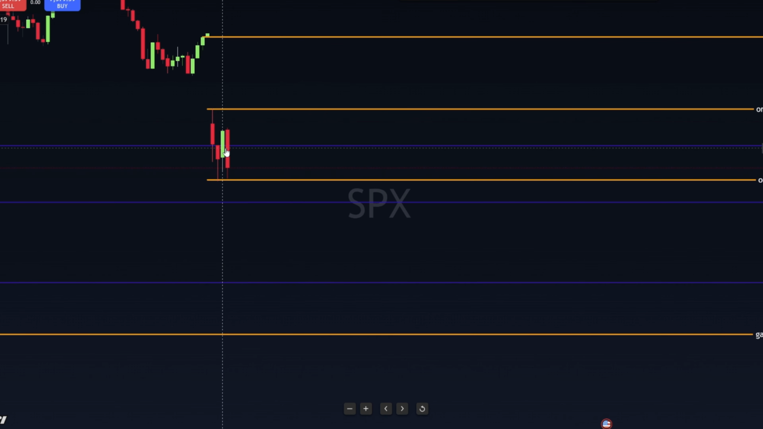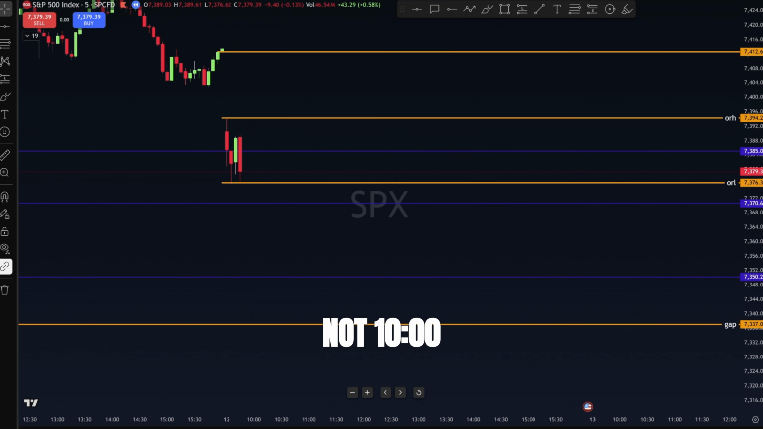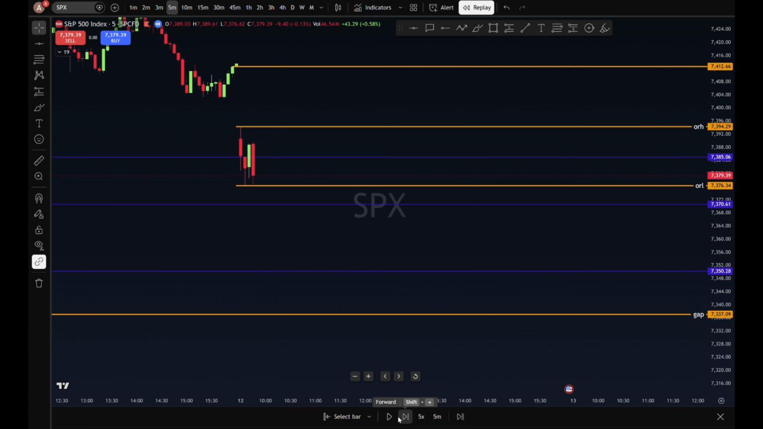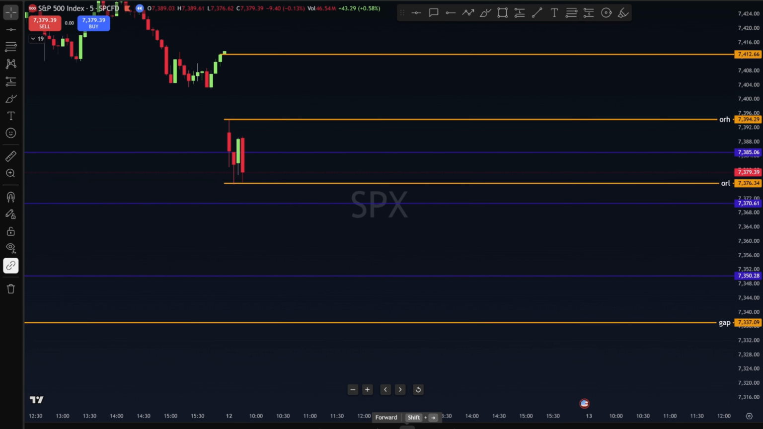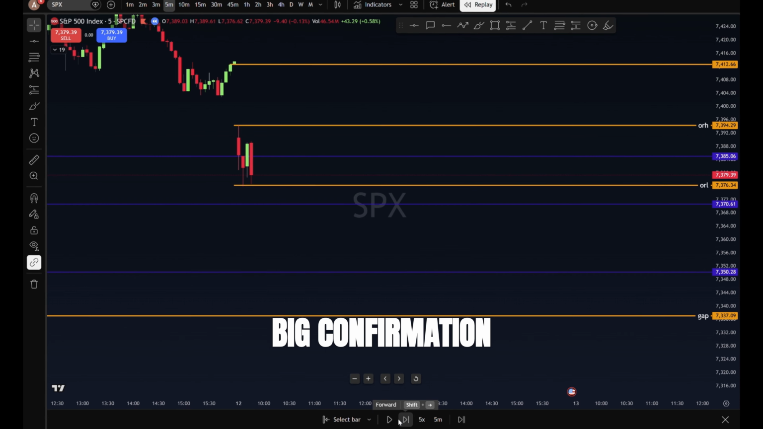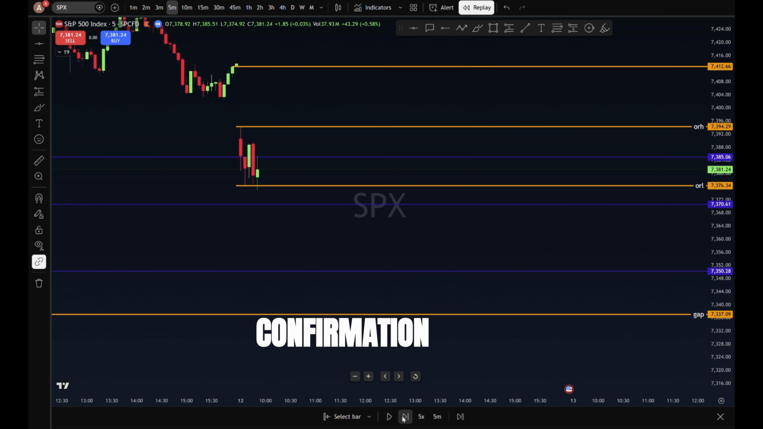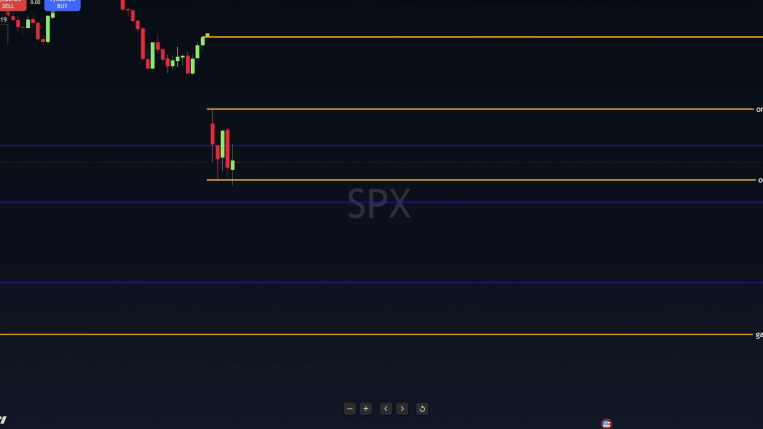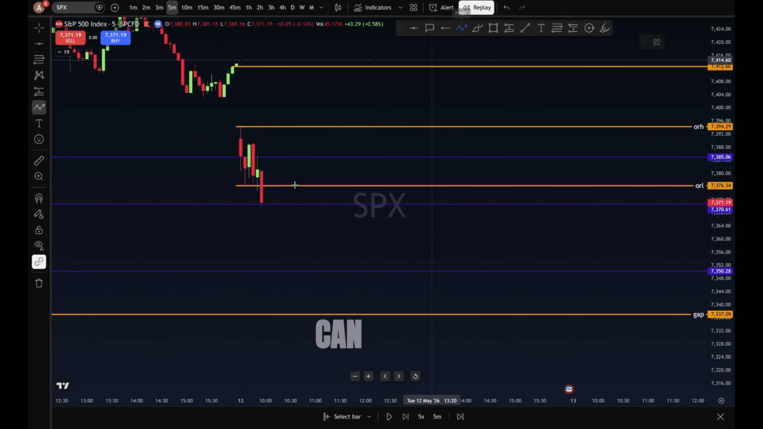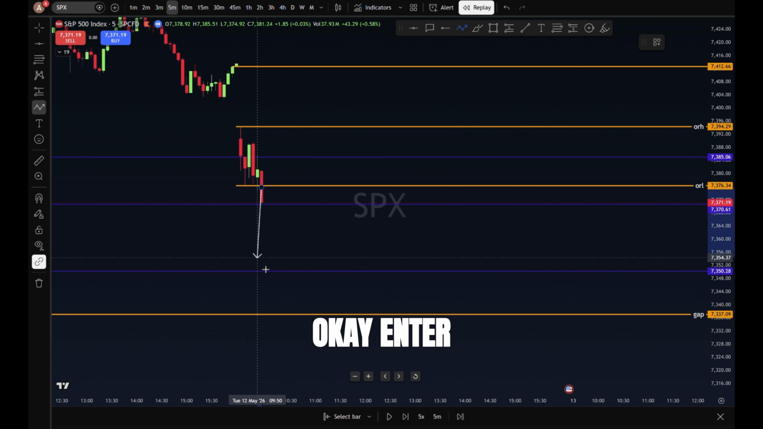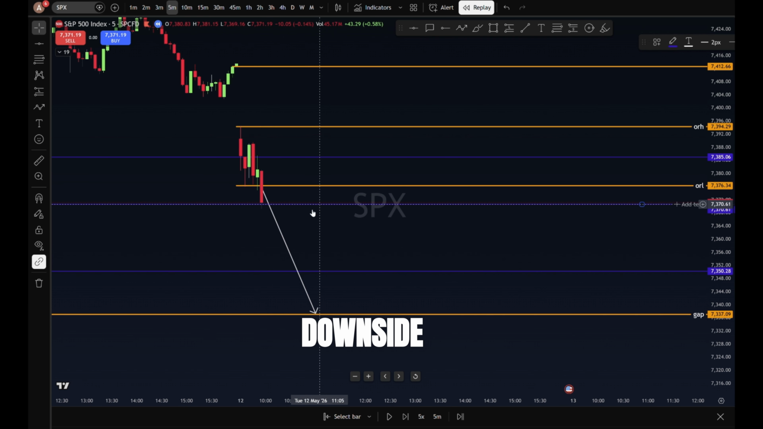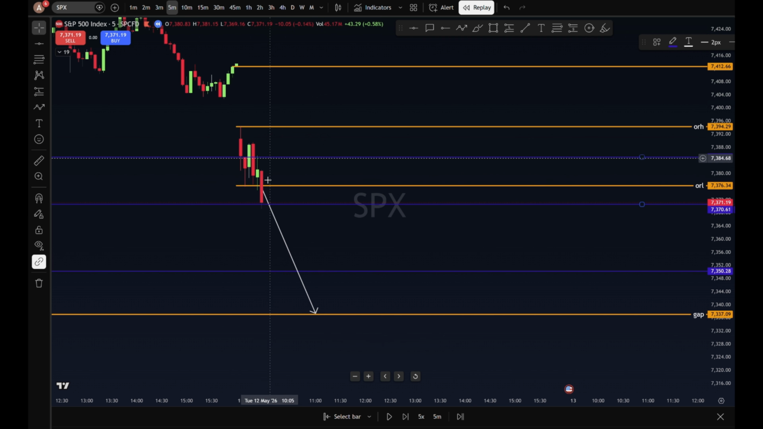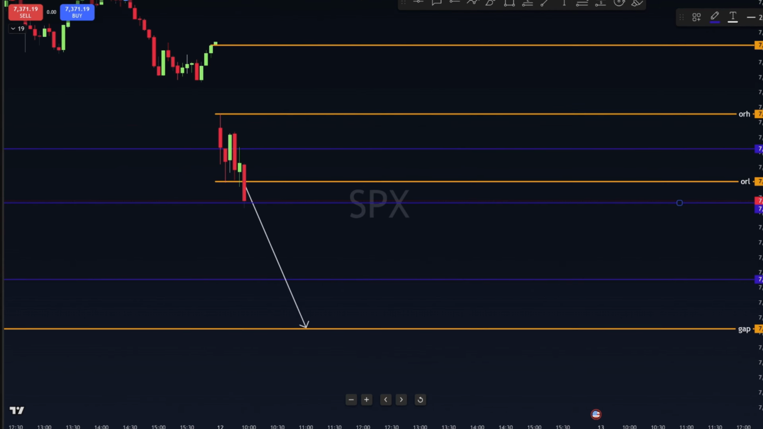Big rejection, see, still not 10 o'clock. As you guys know, I rarely trade before 10. Most of the time I trade after 10, unless I have a good confirmation. Again, you see right here, right now it broke. So now it's up to you. You can either enter here, on the downside target, or you wait for 10 o'clock.